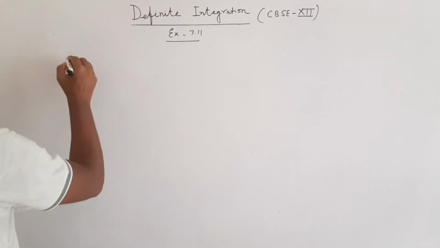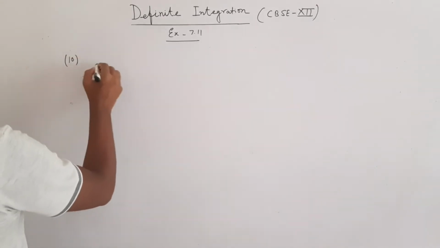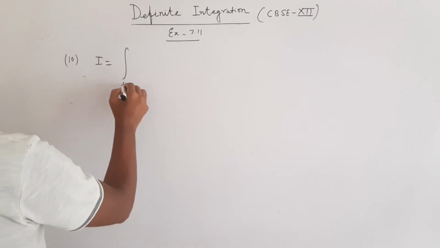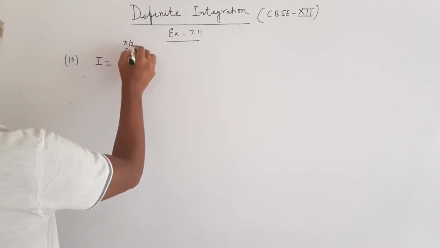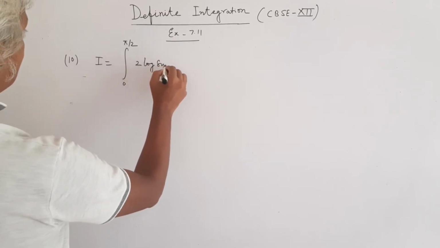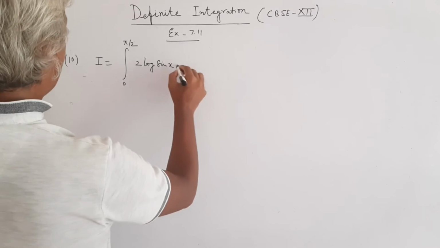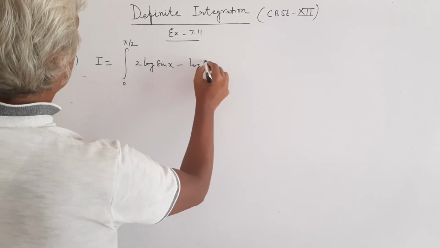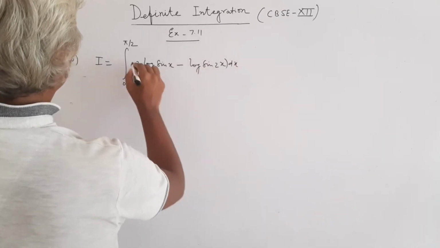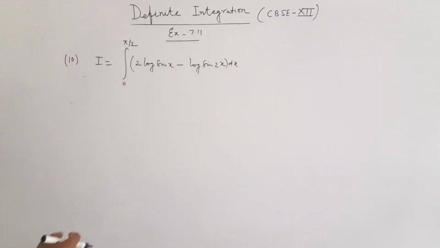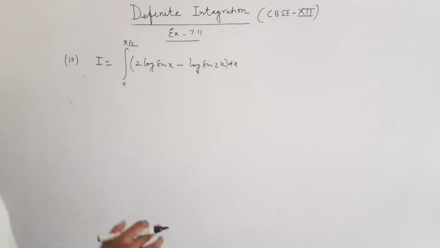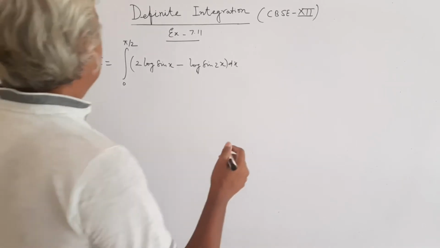Now I go to question number 10. Question number 10 is I equals the integral from 0 to pi by 2 of 2 log sin x minus log sin 2x dx. Now I have a notion that if I break this whole integral as a sum of two integrals, then my job will be much easier.